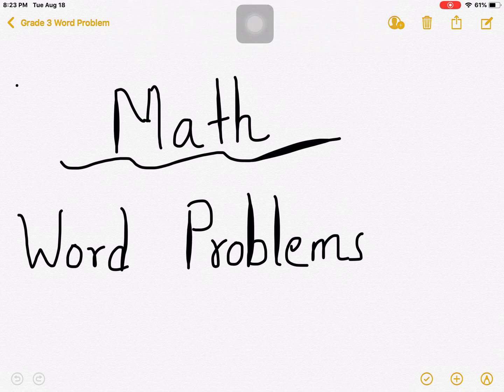Today in our math class, we are going to do some word problems related to addition, which is given on page number 42 and 43. There are 5 questions, and today I am going to solve 3 questions from page number 42. Now let us start to do the word problems related to addition.